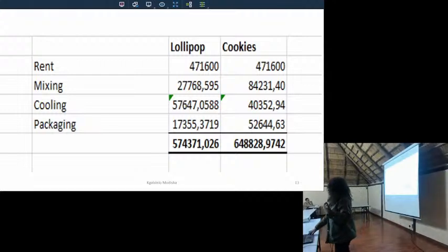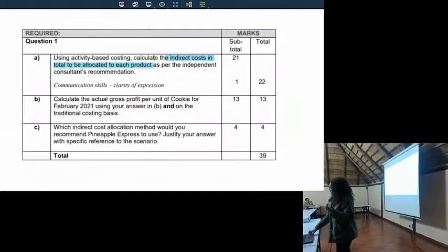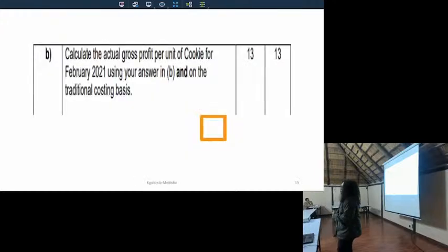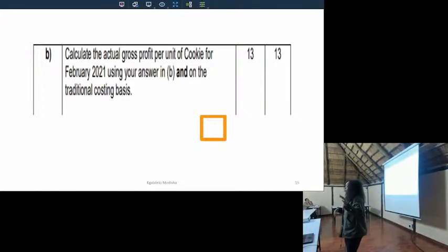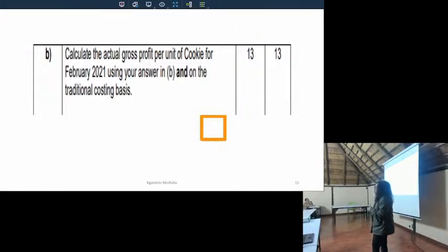Okay. Let's go to required B. Now they're asking you to calculate the actual gross profit per unit of Cookie for February 2021 using your answer in B and on the traditional costing basis. So do you see that there's two required in one? I'm asking you to calculate using activity-based costing, and I'm also asking you to use traditional costing.